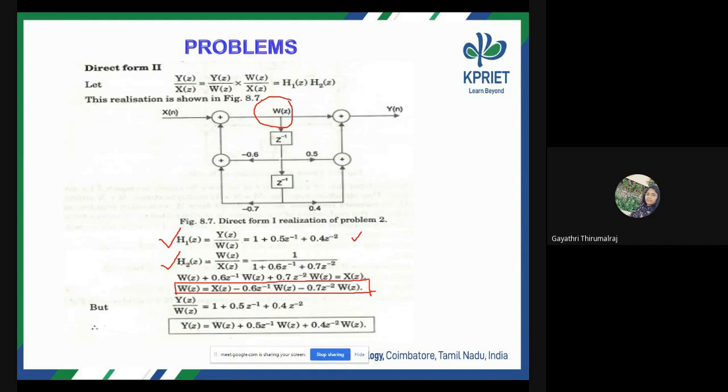Now you need the output value also. You need the intermediate output as well as the final output. What is your final output? It will be y of z. So you have to find y of z also. y of z can be found from h1 of z. Take this term and cross multiply, and you'll be getting y of z. After obtaining these two values, that is w of z and y of z, you can draw this diagram, the direct form 2 realization for the particular transfer function.